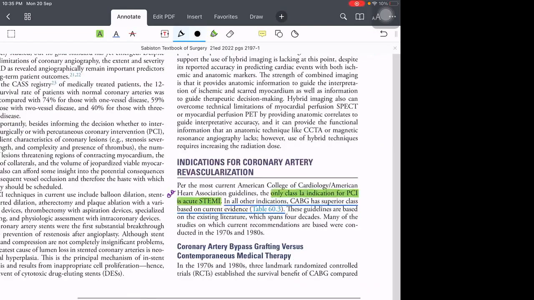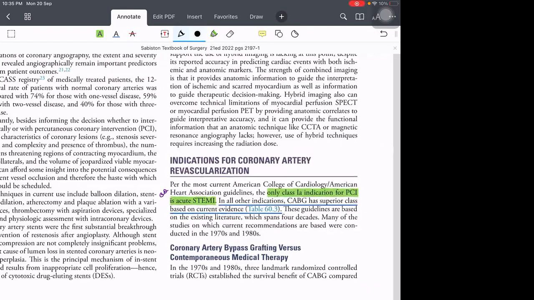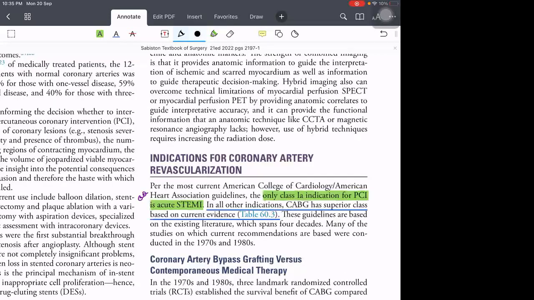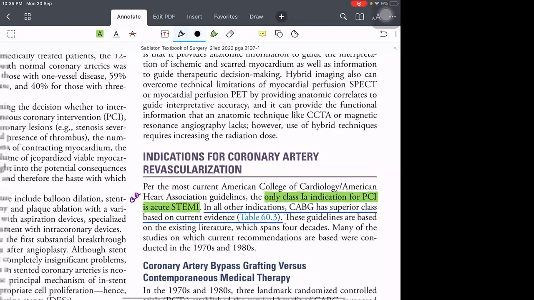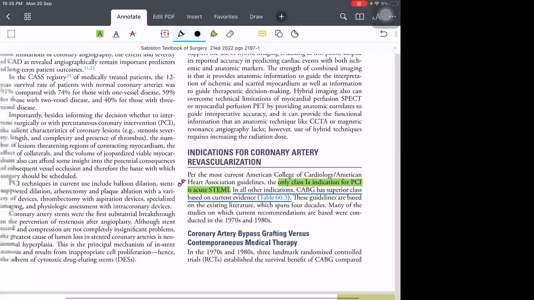Next, what is the indication for coronary artery revascularization, that is, the indication for CABG in case of MI? The American Heart Association guideline says the only class 1A indication for PCI, percutaneous intervention, is acute STEMI. Only in acute STEMI could you go for PCI, and in all other conditions CABG has superior evidence.